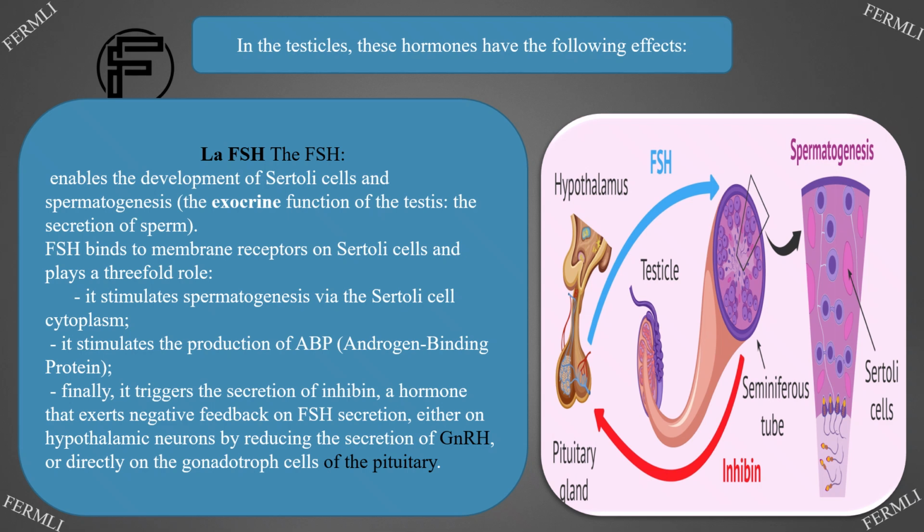It stimulates spermatogenesis via the Sertoli cell cytoplasm. It stimulates the production of ABP, androgen-binding protein. Finally, it triggers the secretion of inhibin, a hormone that exerts negative feedback on FSH secretion, either on hypothalamic neurons by reducing the secretion of GnRH, or directly on the gonadotroph cells of the pituitary.